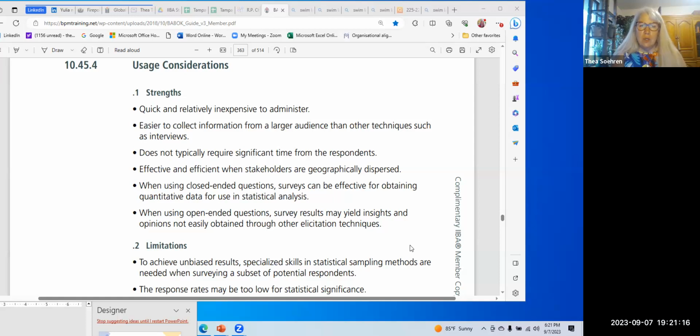When using close-ended questions, surveys can be effective for obtaining quantitative data for use in statistical analysis. And when using open-ended questions, survey results may yield insights and opinions not easily attained through other elicitation techniques.